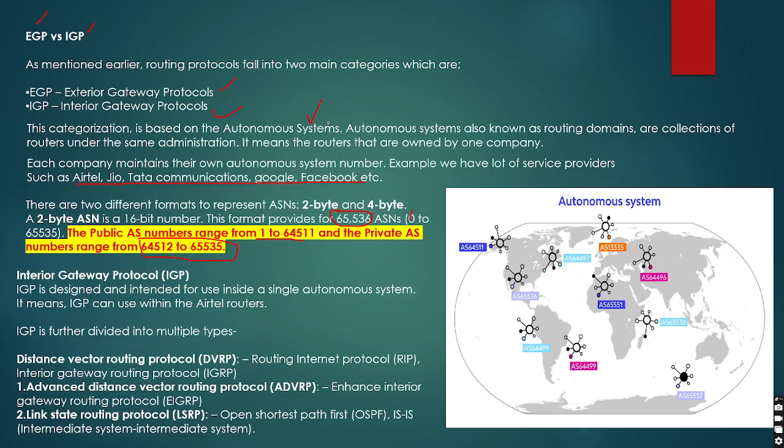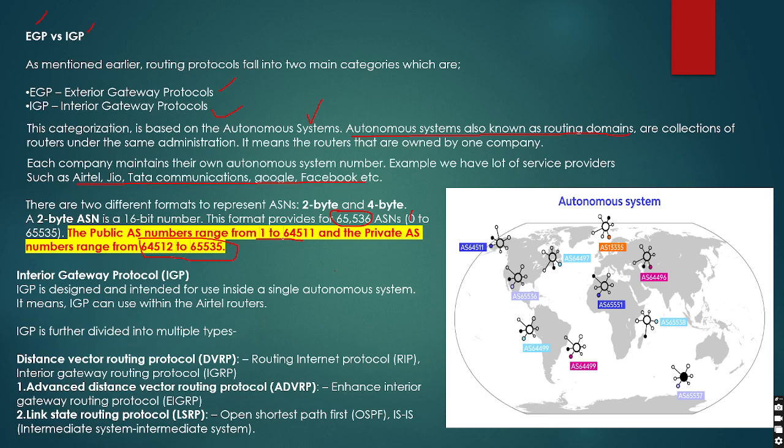Autonomous system number is a logical representation in the routing domain. Autonomous system numbers, also known as routing domains, are a collection of routers under the same administration. It means in India, Airtel is there. Whatever routers you install and configure routing protocols on in Airtel, you have one autonomous system number that belongs to Airtel. So based on the autonomous system numbers, we recognize that this belongs to Airtel.